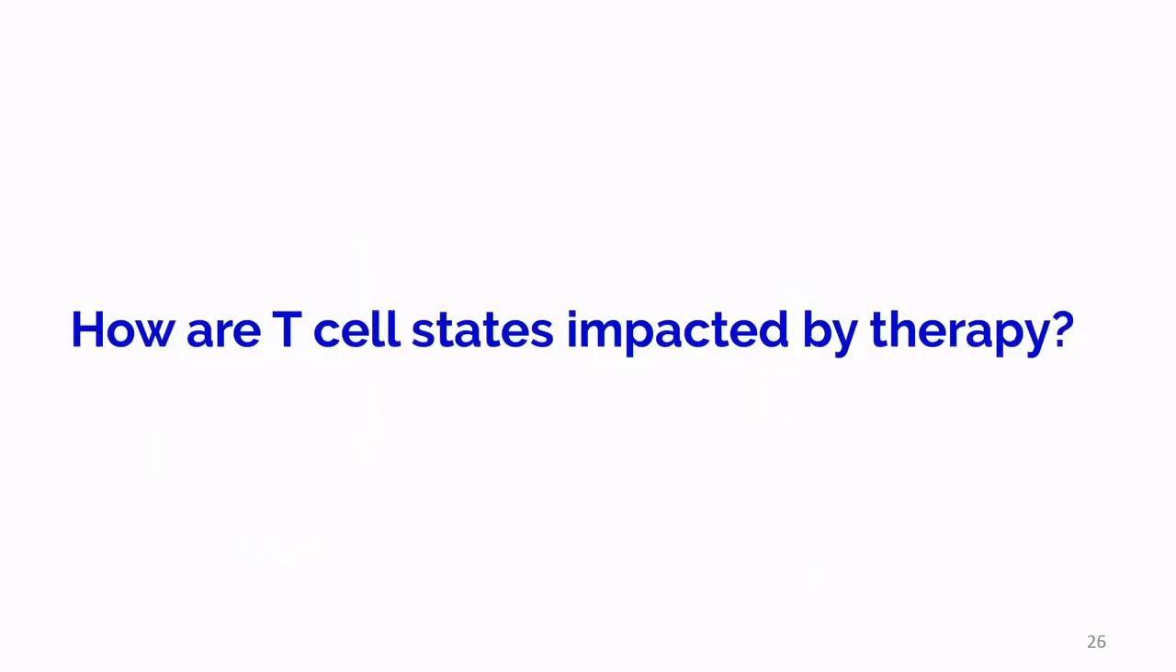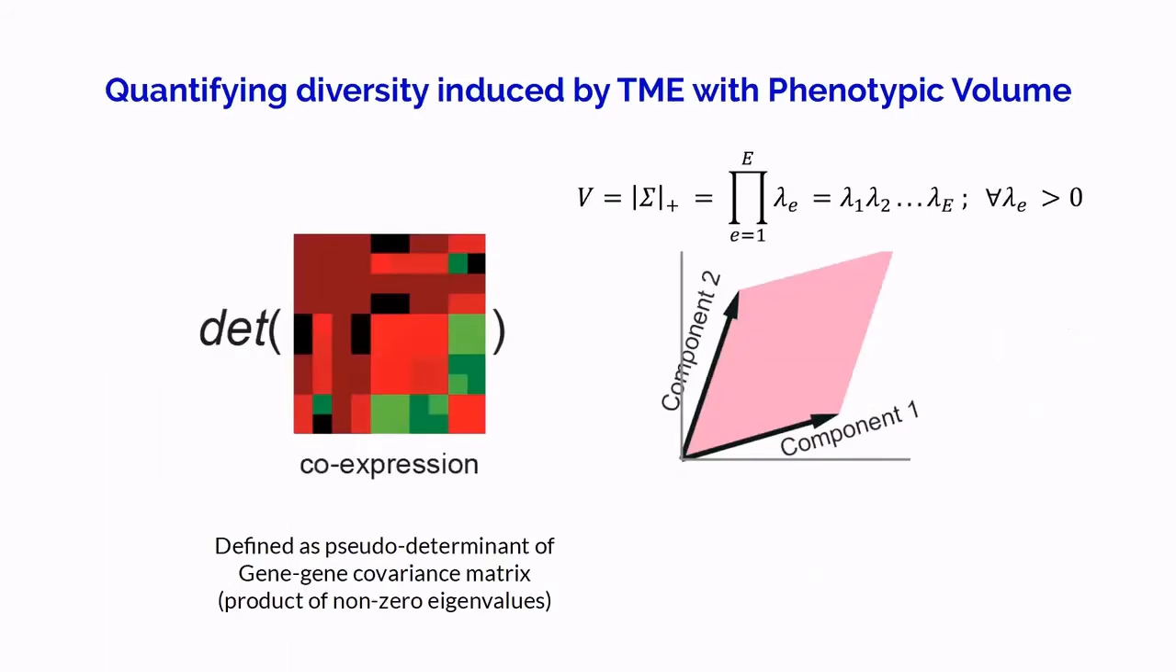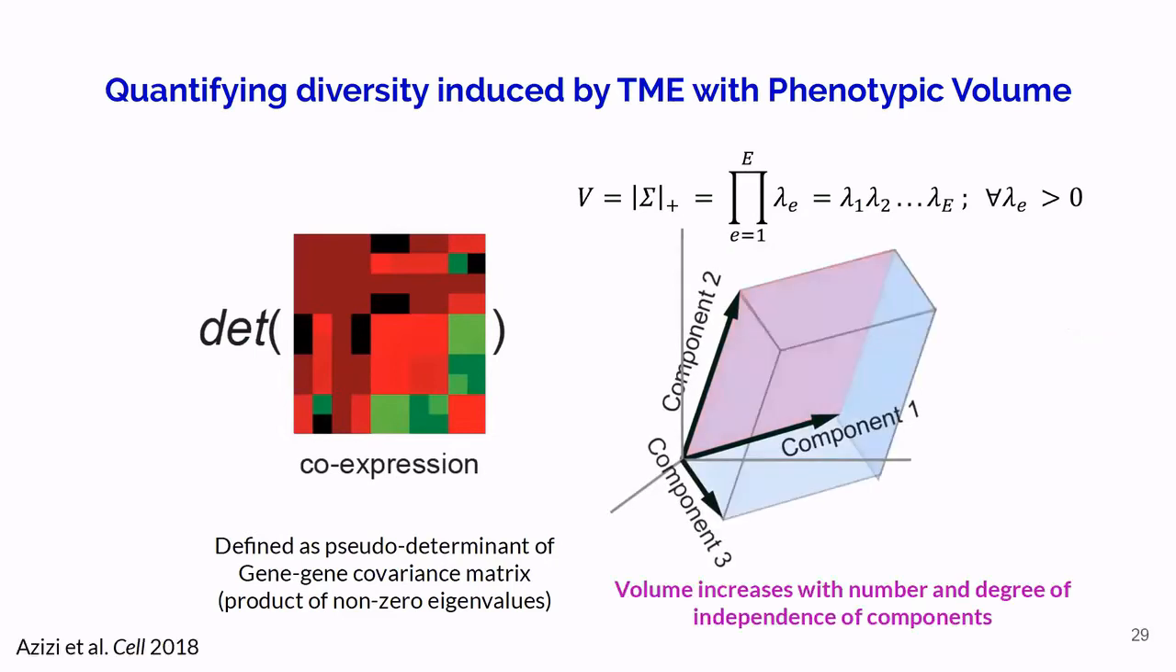So now our main question was how are the T cell states impacted by therapy? To answer this, first we did a quantification of the global diversity of T cells using a metric we devised called phenotypic volume. This metric measures the pseudo-determinant of the gene-gene covariance matrix, and therefore it increases with the number and degree of independence of components that explain the modules of co-expressed genes.